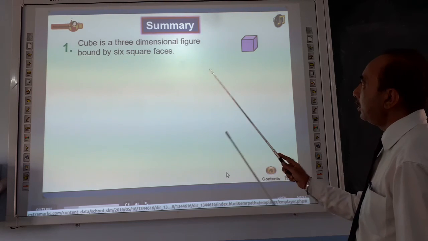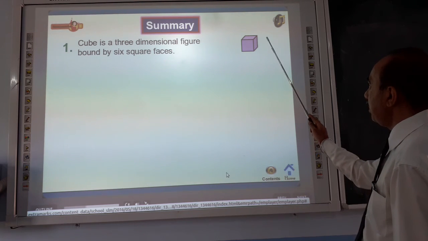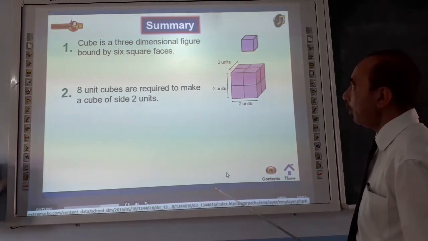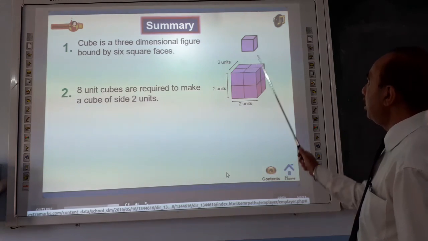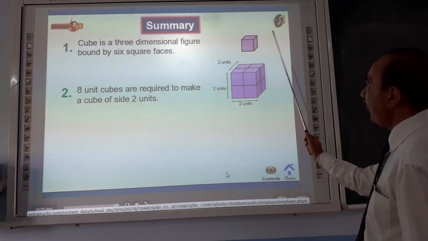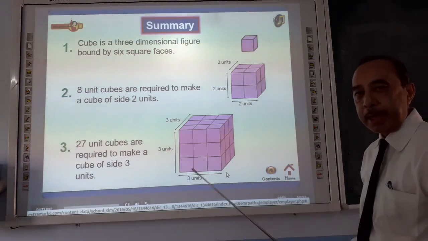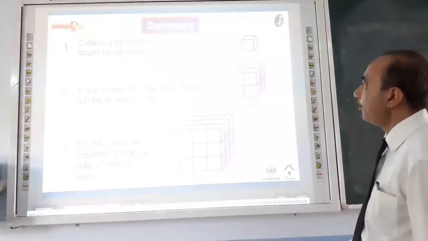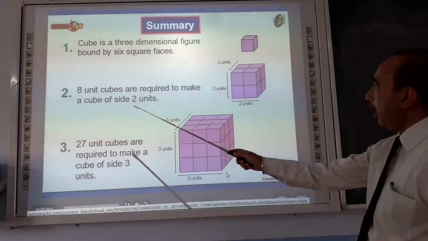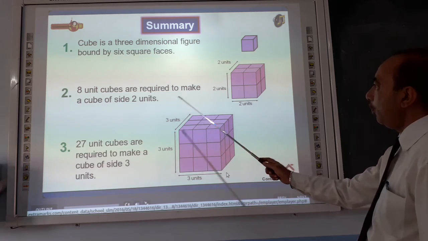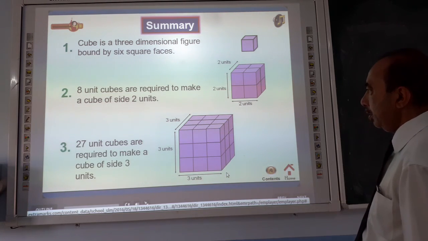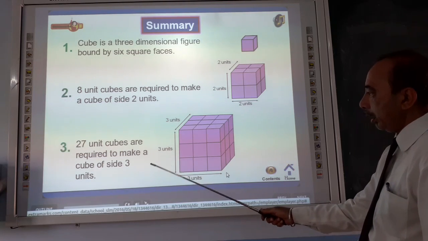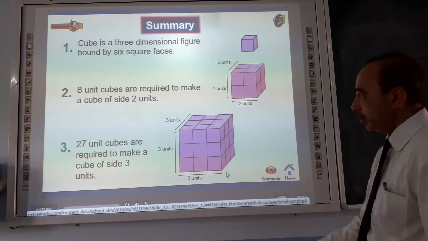A cube is a 3-dimensional figure. Dimensions are length, breadth, height. These are known as dimensions. And it has 6 square faces: front, back, up, down, right and left. And 8 unit cubes are required to make a cube of 2 units. 27 unit cubes are required to make a cube of size 3 units.